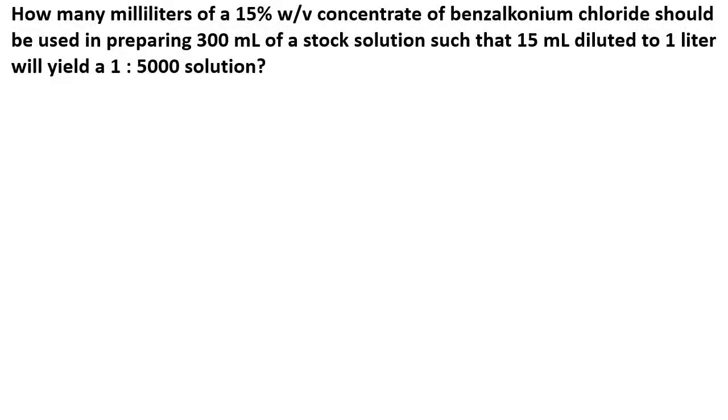The first problem requires the number of milliliters required from a 15% weight per volume concentrate of benzalkonium chloride to prepare 300 milliliters of a stock solution. That stock solution, when we dilute 15 milliliters of it to 1 liter, which is also 1000 milliliters, will yield a solution whose concentration is 1 to 5000.